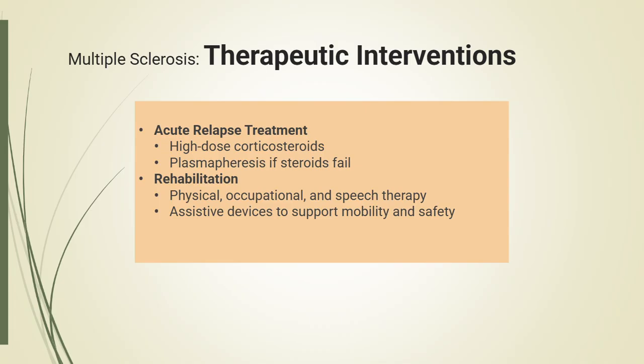Finally, rehabilitation therapies are essential. Physical therapy focuses on strength, mobility, and balance. Occupational therapy helps patients adapt daily activities and the home environment for safety and independence. Speech therapy supports patients who have swallowing or speech difficulties related to multiple sclerosis. Assistive devices such as canes, walkers, wheelchairs, braces, or splints may improve mobility and prevent falls. Rehabilitation is often most beneficial after an exacerbation but remains important throughout the disease course.